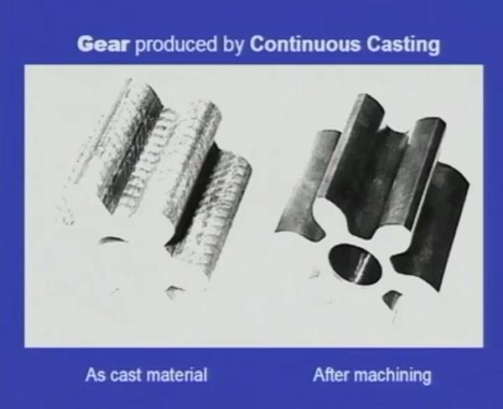And here I am showing you an example. So this is an example, this is a gear produced by continuous casting. It means we can see so many teeth for this gear, means this kind of long billet is produced by continuous casting. So this is without machining. Immediately after casting we have cut it, but after machining we get a fine surfaced gear. So this gear ingot is manufactured by continuous casting.